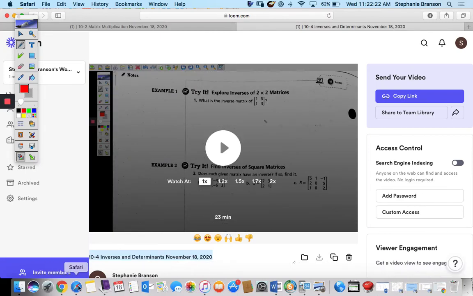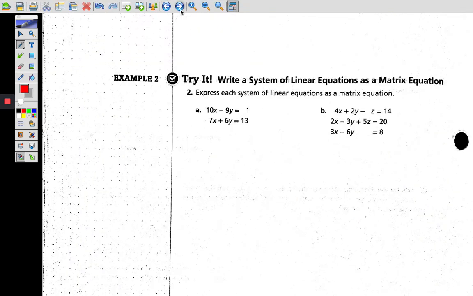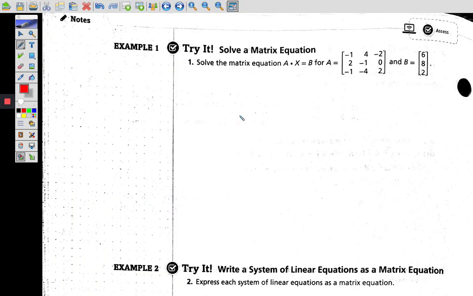All right. Last little bit and we'll be finished.